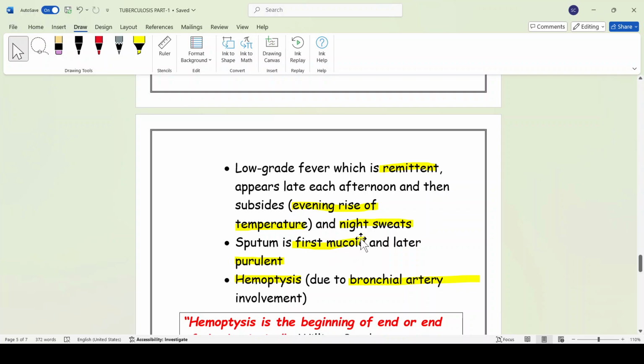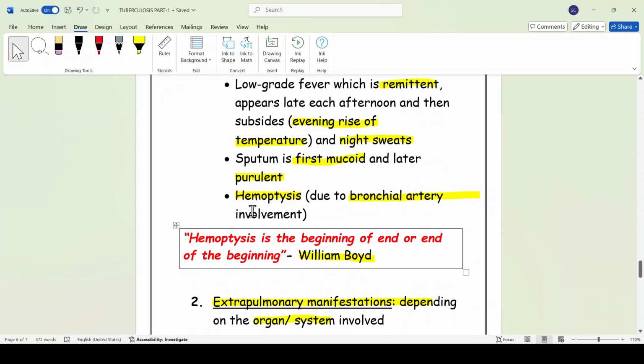Sputum is first mucus-like, that is mucoid, and then it becomes pus-like, that is purulent. Hemoptysis is a very common feature seen in almost all TB patients. Now, this hemoptysis is a very important MCQ point: which is the commonly involved artery in hemoptysis? It is the bronchial artery involvement that leads to hemoptysis.